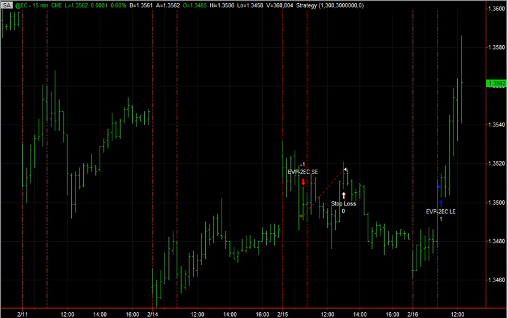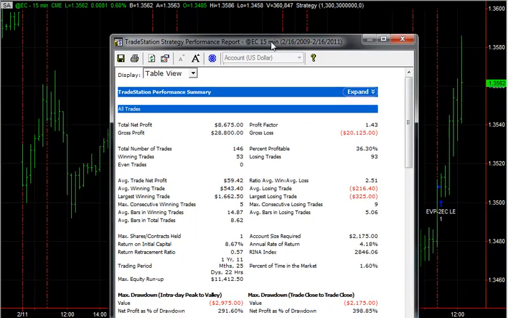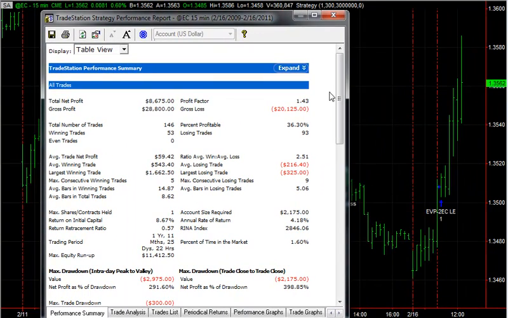Take a look at the last 2 years on this. I've got it set up. This is the last 2 years. It includes $25 slippage and commission. As you can see here, pretty good results. $59 average profit per trade after $25 slippage and commission is taken out.